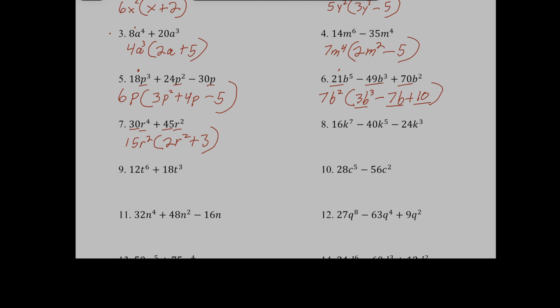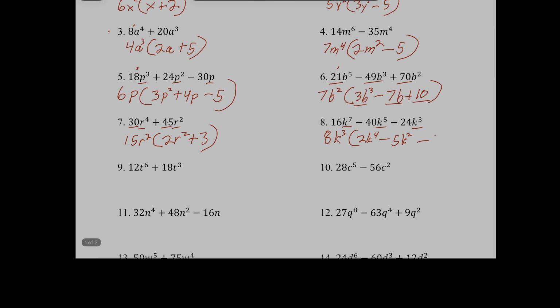Okay? 18. Between 16, 40, and 24, we can pull out an 8. Between the letters K7, K5, K3, I can pull out a K3. Parentheses. 16 divided by 8 is 2. I had 7 Ks. I pulled out 3. I'm left with 4. Minus 40 divided by 8 is 5. I had 5 Ks. I pulled out 3 Ks. I'm left with 2 Ks. Minus 24 divided by 8 is 3. I had 3 Ks. I pulled them all out.